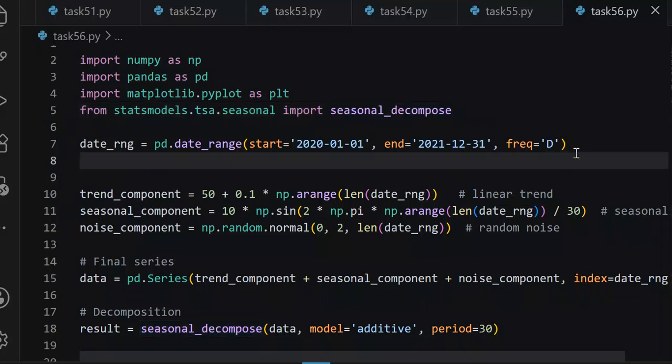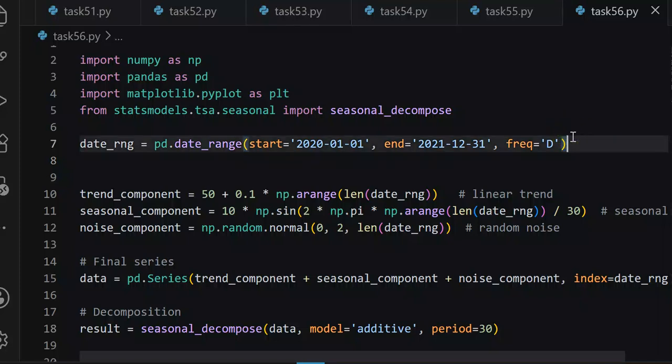Then we create a date range, with a starting date of 1st of January 2020 and an ending date of 31st of December 2021, and the frequency is D, which means daily. Then we create a trend component, which creates a linear increasing trend, and np.arange is used to generate the numbers. The formula of this trend is equal to 50 plus 0.1 times time.